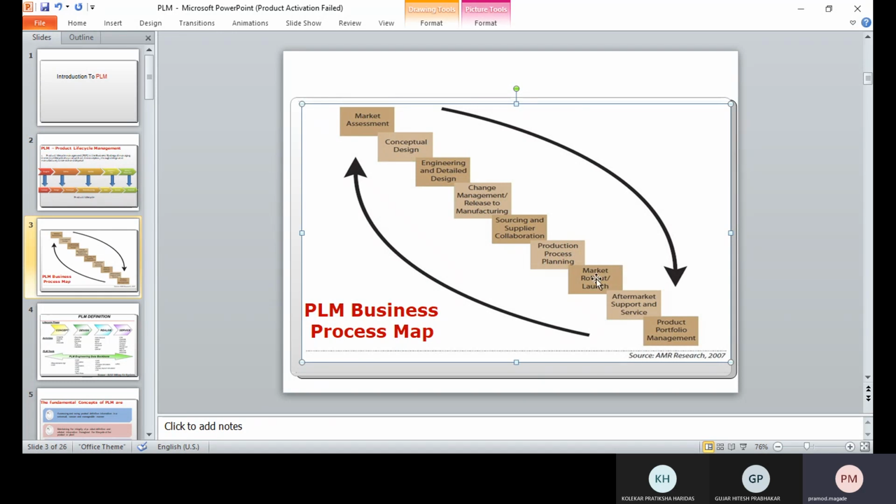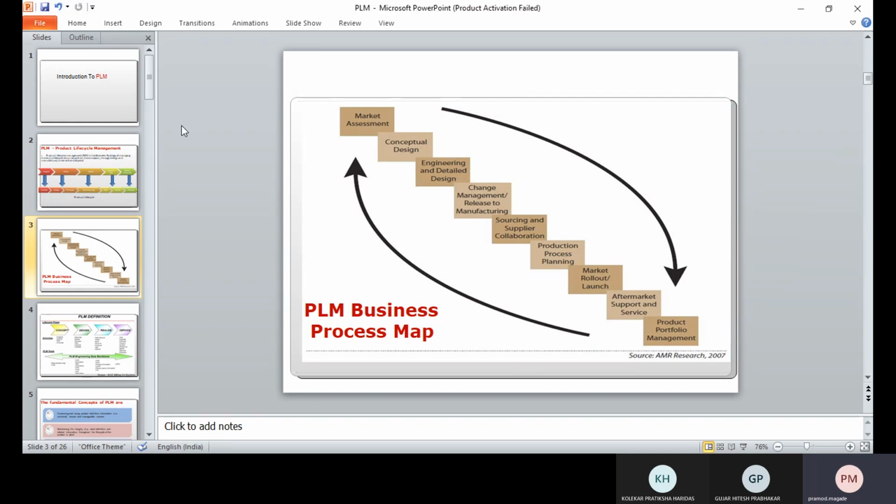So such things are there for production process and planning. After that, market rollout launch means while launching to the market, or while deciding the project or product, we need to see the market study, whether it is fruitful or not. So that is very important. After that, market support service, whatever feedback we can take, and then according to that we can start the product portfolio. So this will be the sequential process. That's why arrows can be shown over here. So you can write this also, PLM process map.